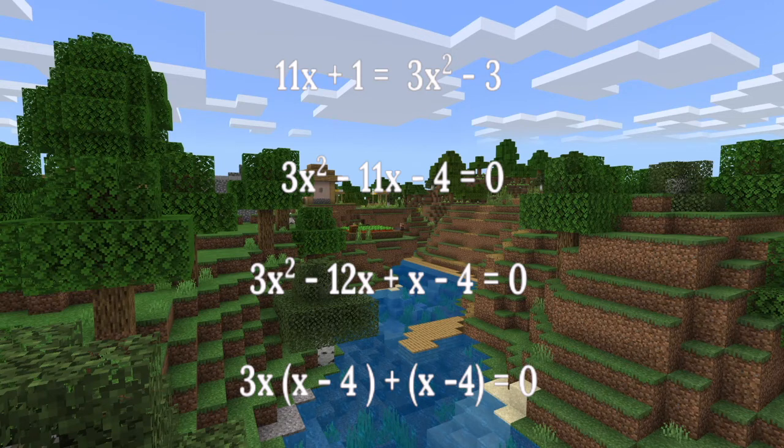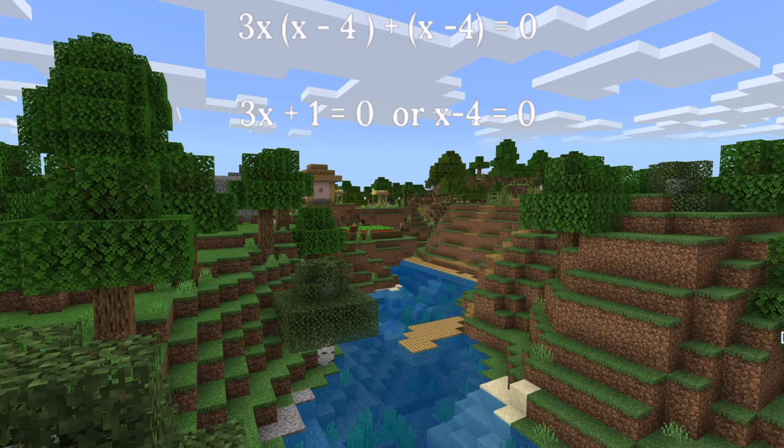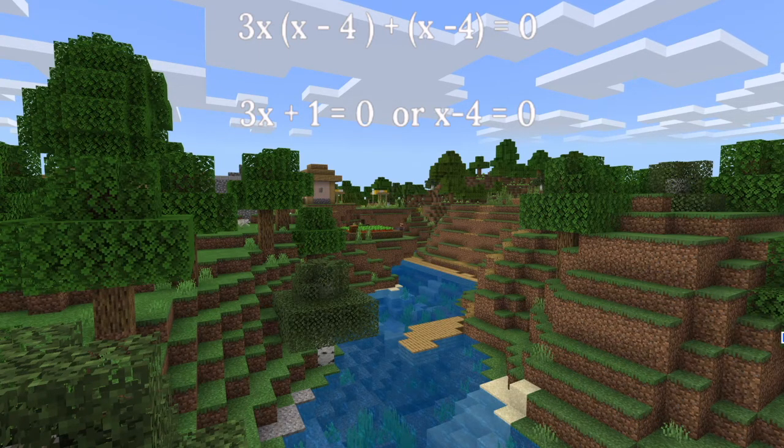And now since we have the common factor of x minus 4, we can reduce this polynomial to just 3x plus 1 in brackets multiplied by x minus 4 in brackets. And the reason we have 3x plus 1 is because when we were pulling down x minus 4, we also have to bring down the sign in front of the middle term. Okay, so now that our equation is looking really simple and not as scary and messy as we made it before, it's just time to solve for x.